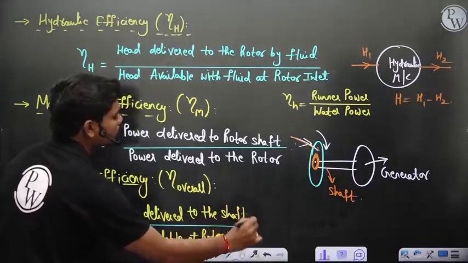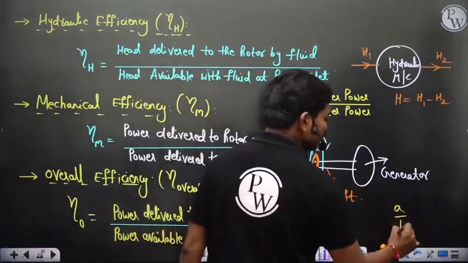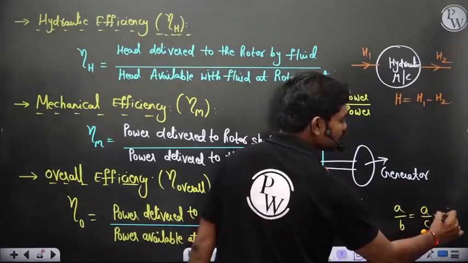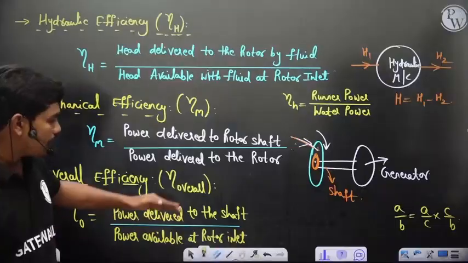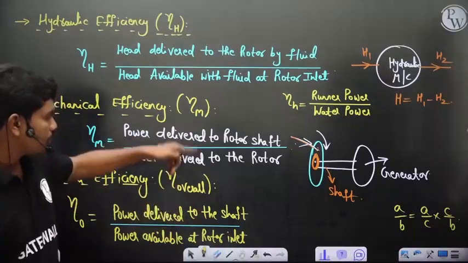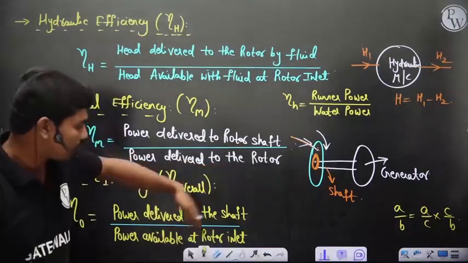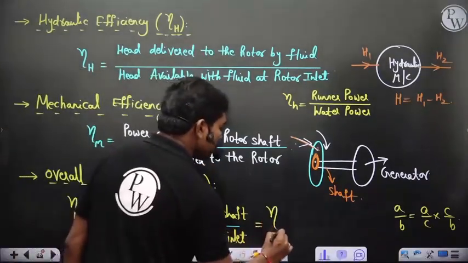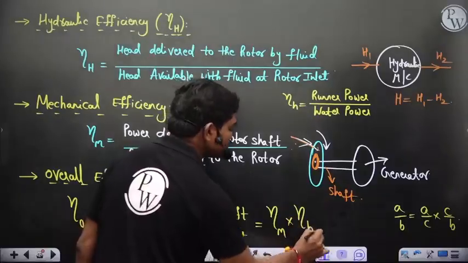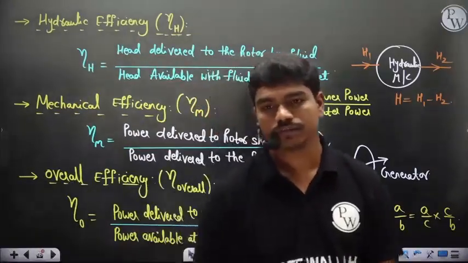With a little manipulation, what can you do? If you have A by B, for example, you can write this as A by C into C by B, correct? So like that, if I write this expression as power delivered to the shaft by power delivered to the rotor, into power delivered to the rotor by power available at rotor inlet, can I write this overall efficiency as mechanical efficiency multiplied with hydraulic efficiency? Yes or no? Because of this logic. Can I do this?